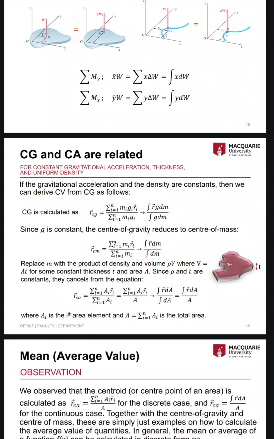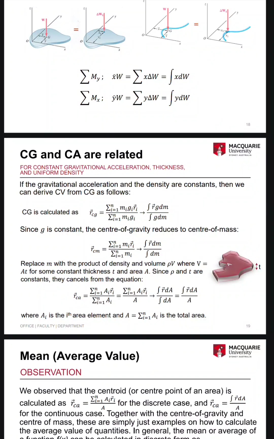If the gravitational acceleration and the density are constant, then we can derive CA from Cg as follows. Cg is calculated as R cg equals the sum from i equals 1 to n of mi gi ri divided by the sum of mi gi, which goes to the integration of r g dm by the integration of g dm. Since g is constant, the center of gravity reduces to the center of mass: R cm equals the sum of mi ri divided by the sum of mi, or the integration of r dm by the integration of dm.